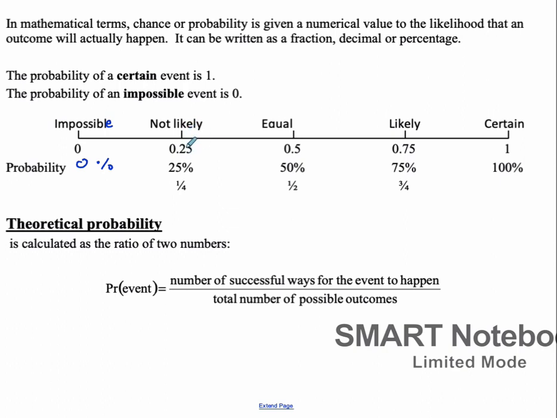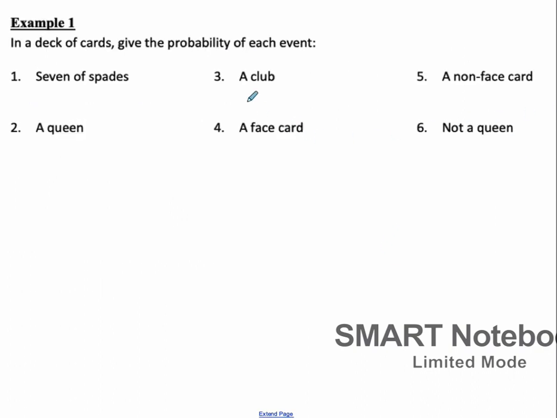You can write probabilities as a decimal, fraction, or a percent. Theoretical probability is the probability of an event: the number of successful ways an event can happen over the total number of possibilities, and we'll see what that means in a bit.